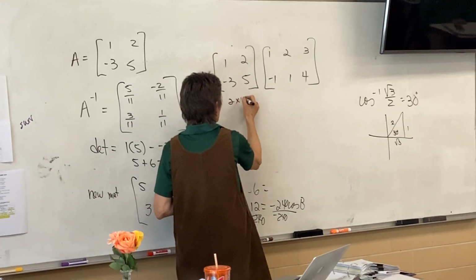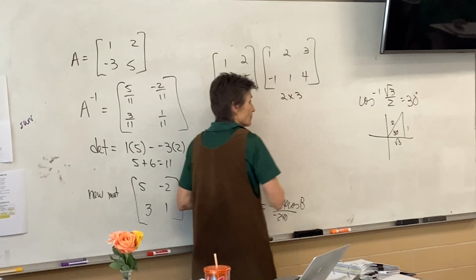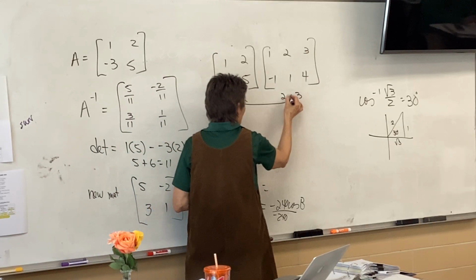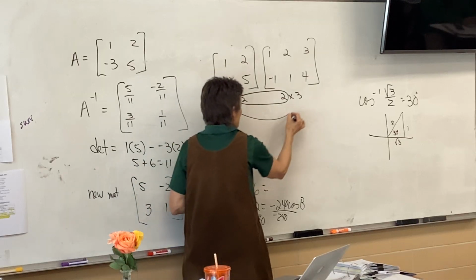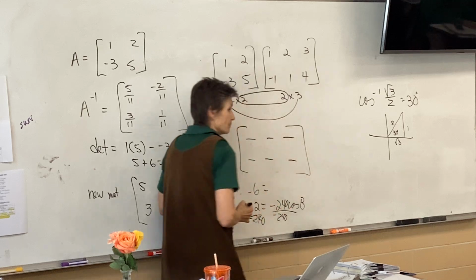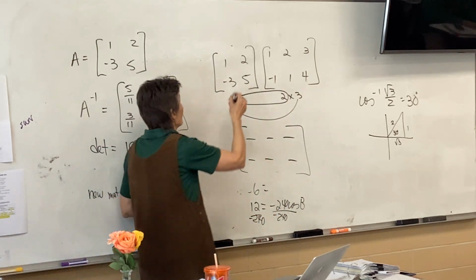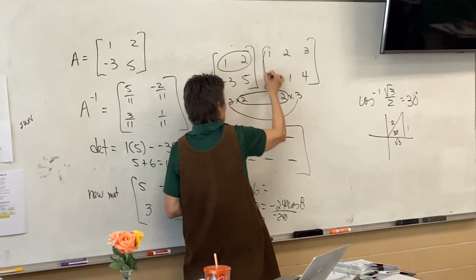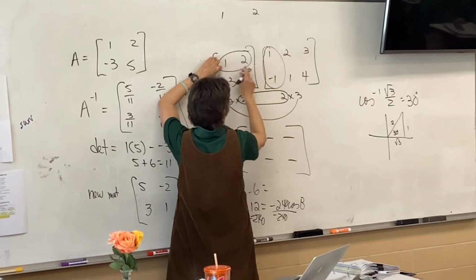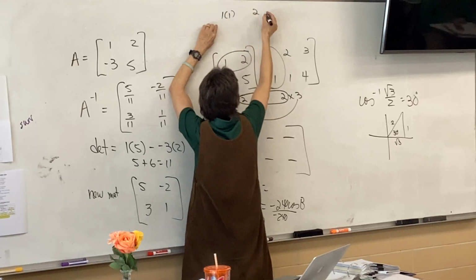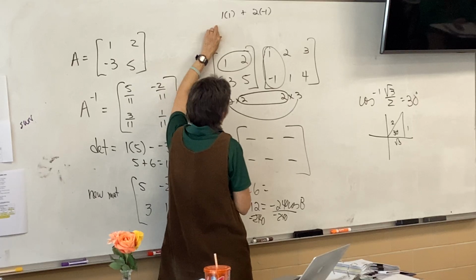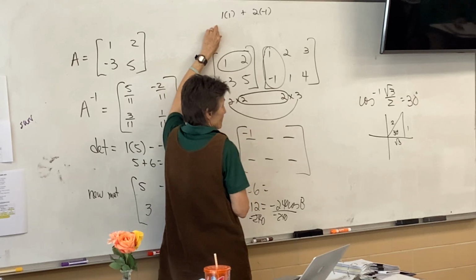So this is 2 by 2, this is 2 by 3. I can multiply, and the answer is 2 by 3. It's row and column. Row times column. So 1, 2, that's my row, times 1, negative 1, that's my column, and add them together. Negative 1. Oh, is that simple?